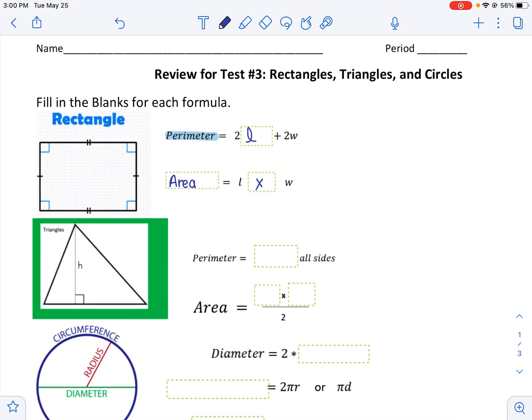Okay, looking at our triangles, for the perimeter we are going to add all sides. The area, we do base times height and divide it by 2. Or remember, we have the 1/2 base times height.